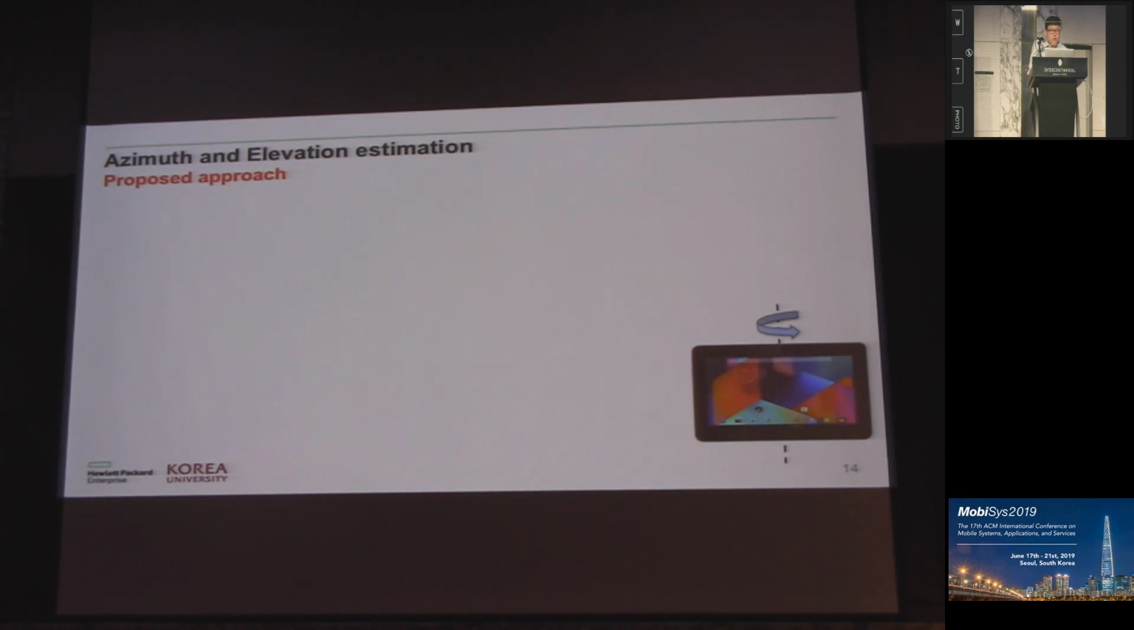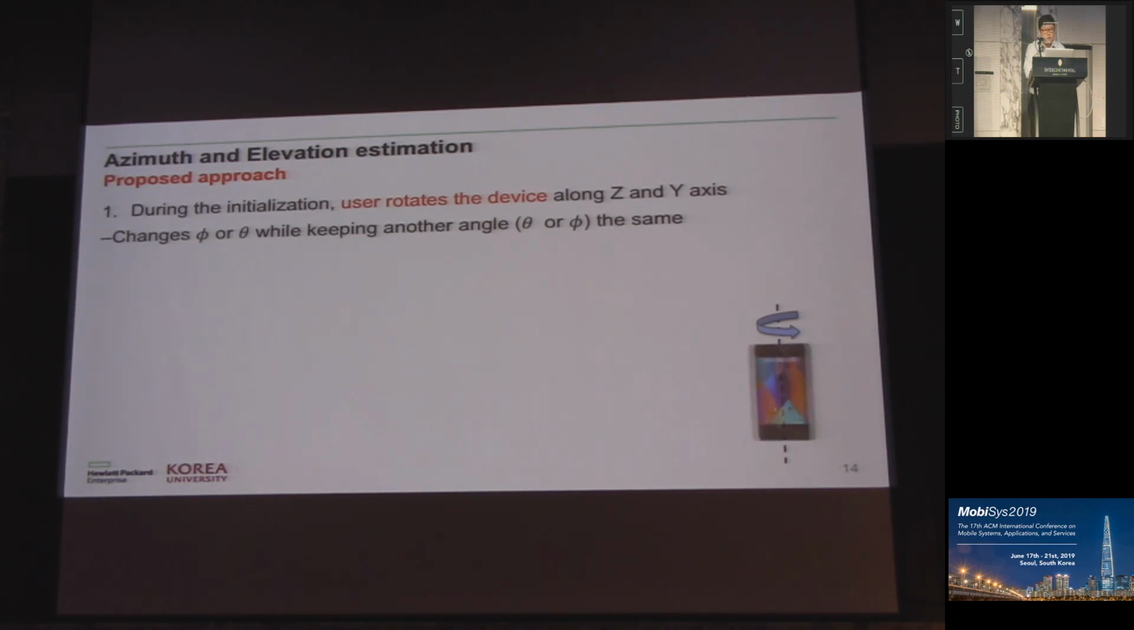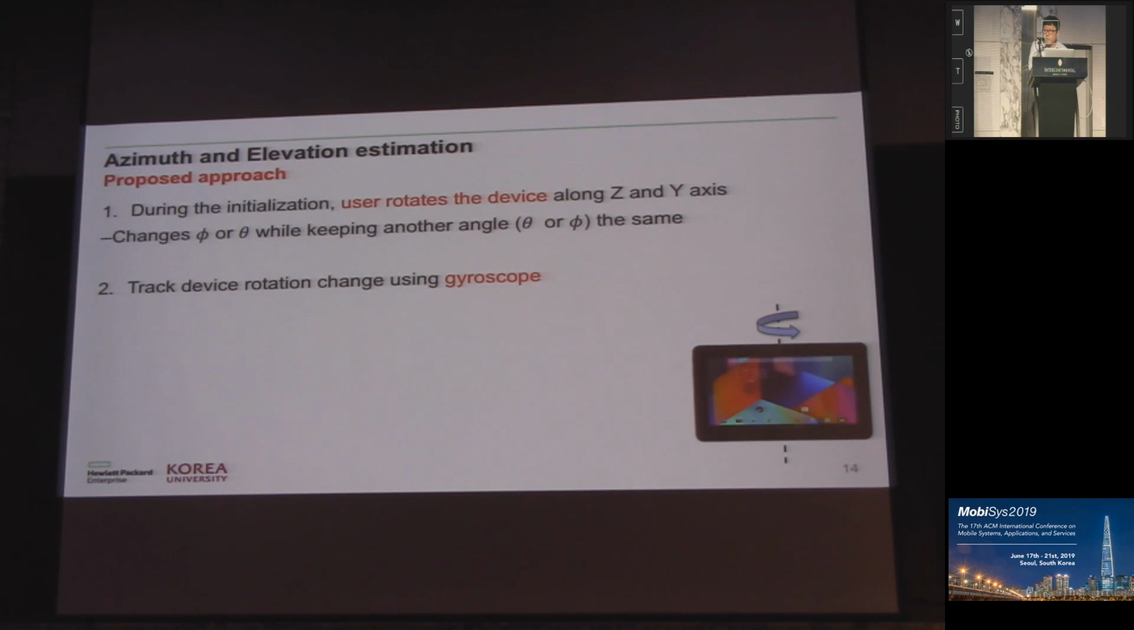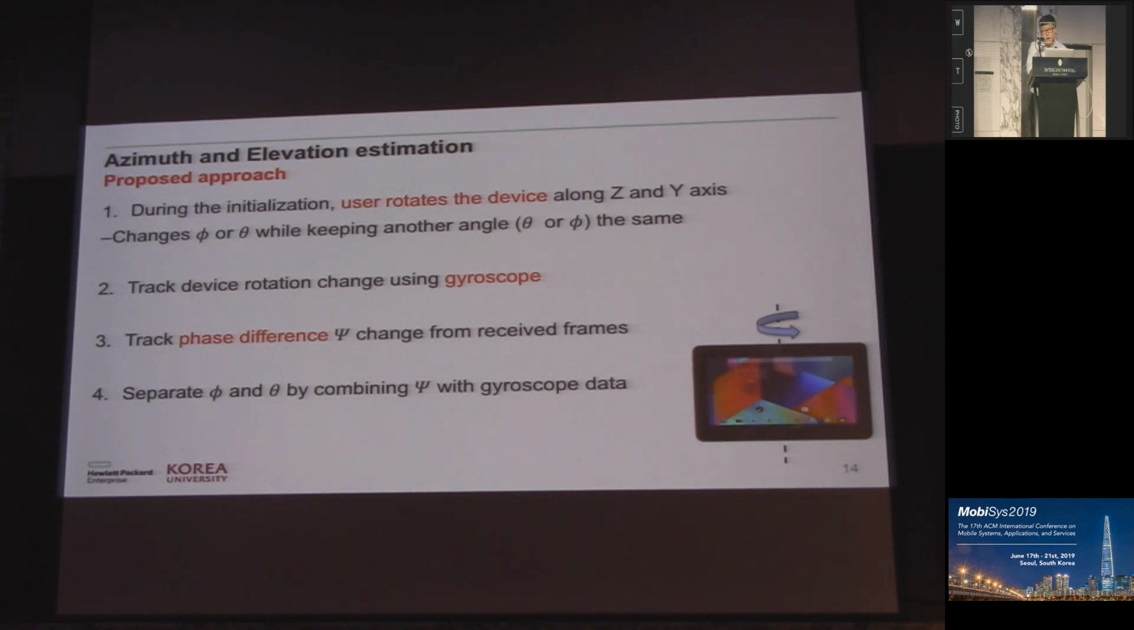So we propose a new azimuth and elevation estimation technique for the AR device with 2 antennas. The main idea is exploiting the rotational movement of the device. During the initial phase of IoT visualization, the user rotates the device along the Z and Y axis. The amount of rotation is accurately estimated using the gyroscope. During the rotation, we also collect the phase change over time. Finally, by combining the phase change and the rotational angle change over time, we can accurately estimate the azimuth and elevation angles.